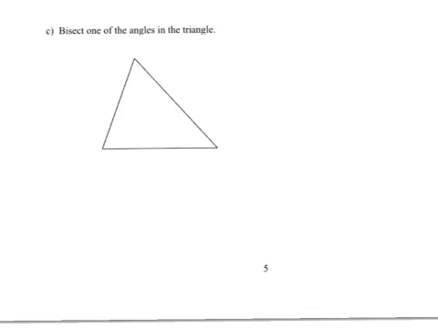This question is asking us to bisect one of the angles in the triangle, so that means cut it exactly in half. You know, there are 3 angles, so you can choose whichever one you want. I'm going to use the one on the far left here. So basically I would put my center of the compass right here. You need to mark part of a circle, so put your center and then you mark it something like that.